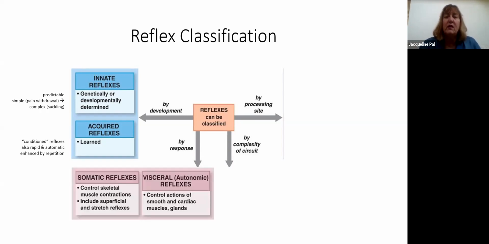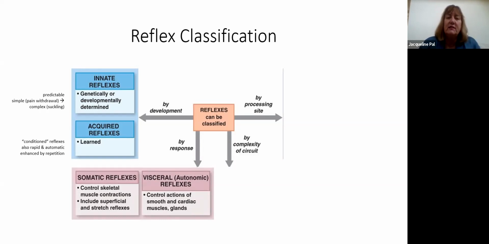By response, we're going to go to categories of how we describe the nervous system. Somatic reflexes are those that control your skeletal muscles, whereas visceral reflexes, you could also call autonomic reflexes, because they are going to involve your non-voluntary structures such as your smooth muscle, your cardiac muscle, your glands, adipose tissue. All right. So that's 2 of the 4.